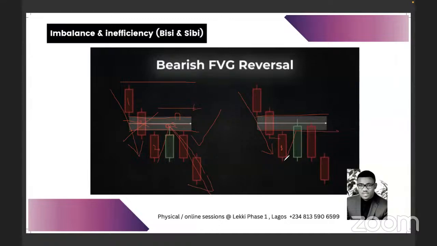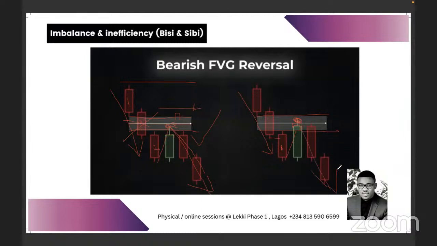What if we have a situation whereby the candle body enters into the fair value gap? It's still a good situation. Even up to half, it's still a good situation. Even up to 75%, it's still a good situation. But when the candle closes above the fair value gap, it's a bad situation. We are not going to use that kind of fair value gap. What am I saying? I'm saying that if the candle body enters the fair value gap, we can place our sell entry inside it. So the price will come down.